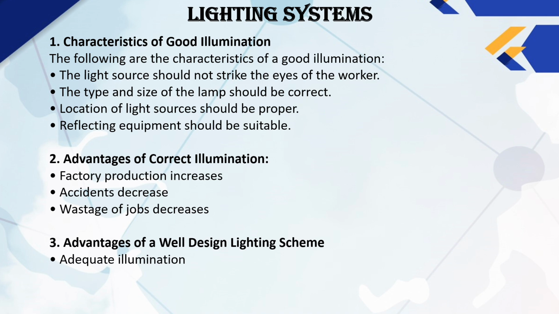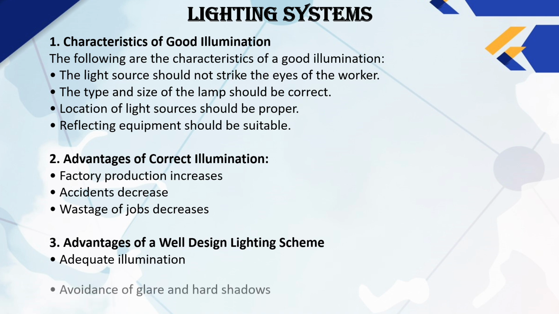So adequate illumination ensures that all areas are sufficiently lit to support tasks effectively. It enhances visibility, allowing workers to see clearly and perform their jobs without strain. This level of lighting promotes safety, reduces errors, and improves overall productivity by making it easier to focus on tasks.